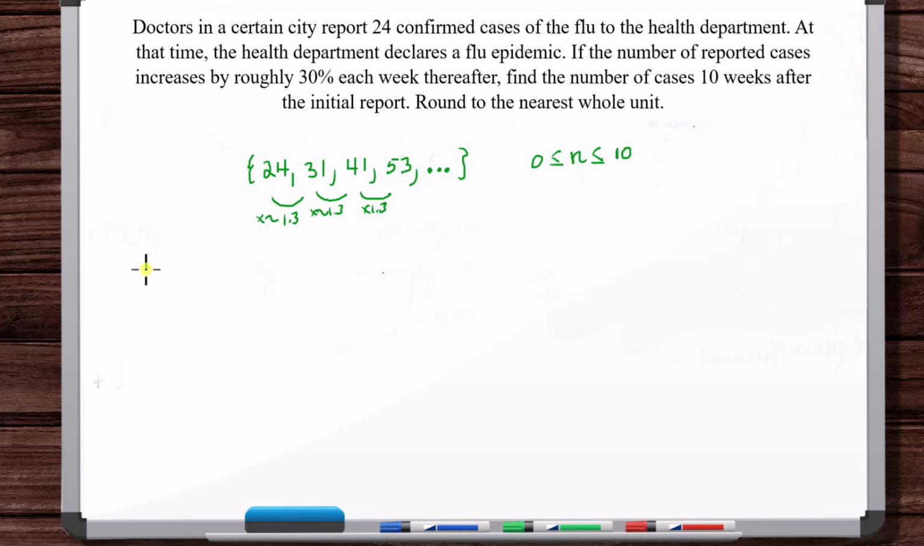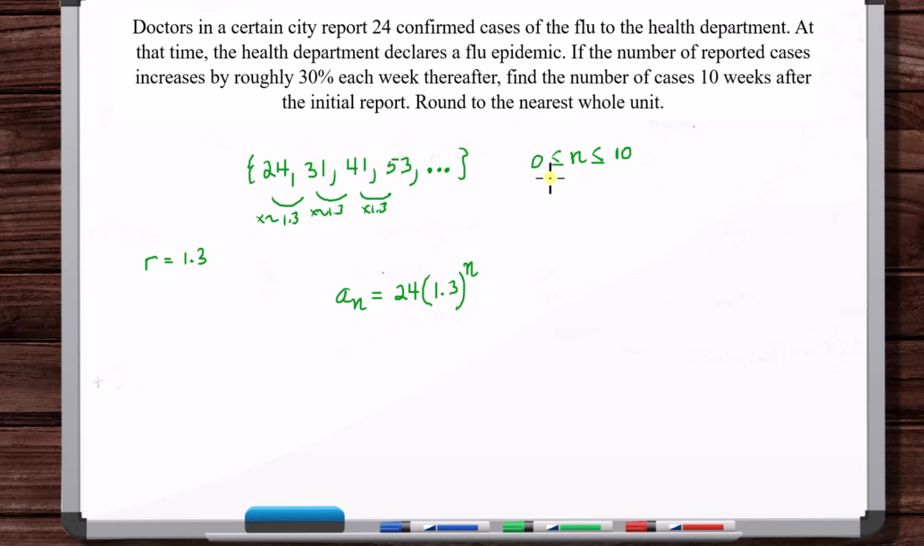Okay, so R is equal to 1.3. So the number of cases after 10 weeks after the initial report. So it's saying what is the 10th term? Okay, so what is our a sub n? We've got A1, 24, times R, 1.3, and we just want our first term, we want this exponent to be 0, so we can just put n, not n minus 1, because we're starting at 0.